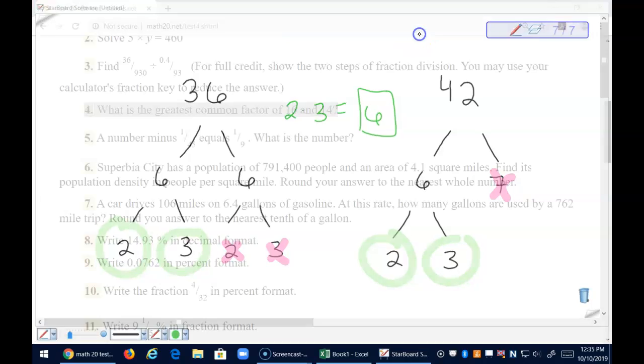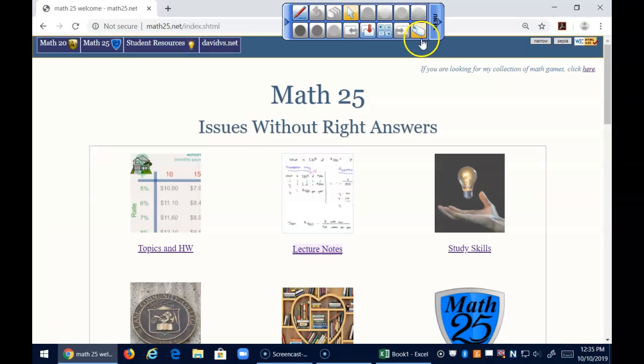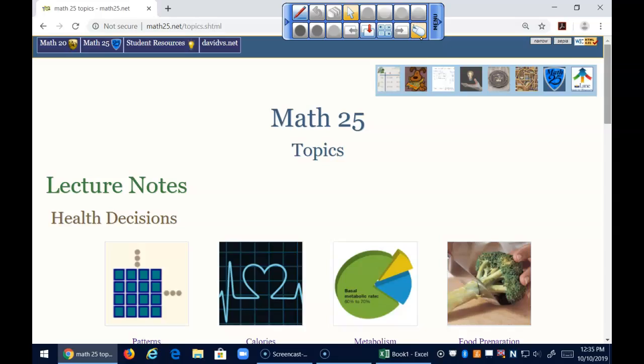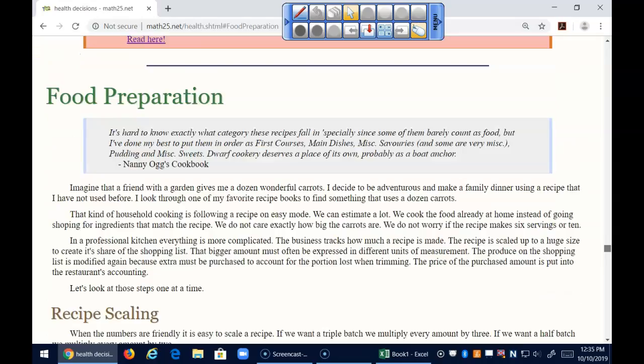Okay, on to Math 25. Our brains are warmed up. So, our new topic is food preparation, because we finished the old one.